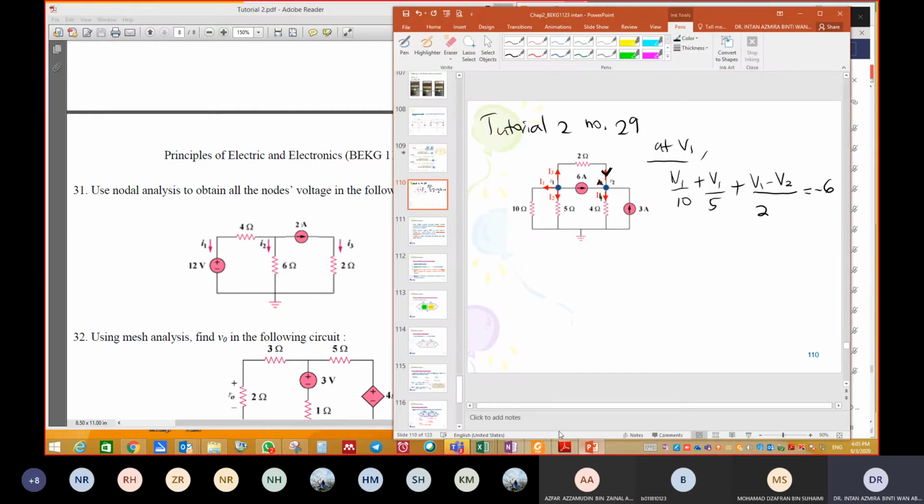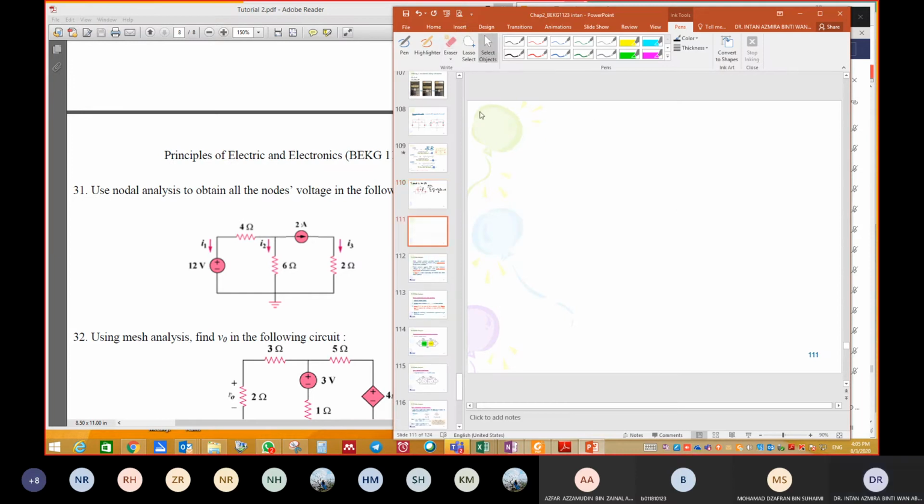Maybe I should, okay, this is tutorial 2 number 31. We have 4 here, 6. We have a current source of 2 amps and then 2.